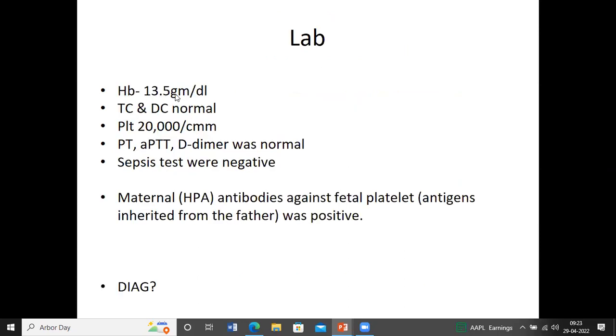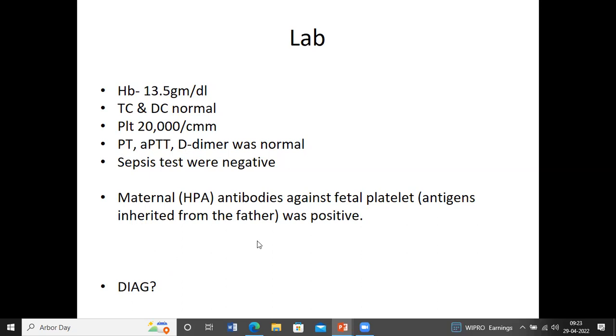Hemoglobin came to be 13.5, which is normal. The total count and differential counts were normal. Platelet count was reduced to 20,000 per cmm. PT, aPTT, and D-dimer were normal. The sepsis test was negative. Now there's a special test done for this child, which is a maternal HPA antibody test against fetal platelets. The fetal platelet, usually containing antigens inherited from the father, was positive in this case.